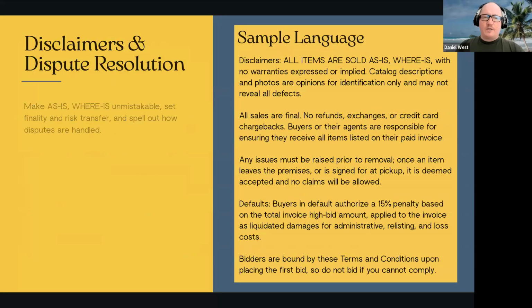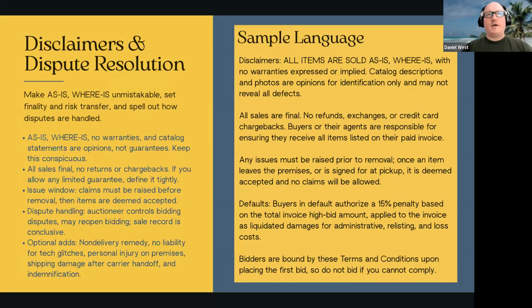All right. So disclaimers and dispute resolution. This is probably the most popular part of the terms and conditions because the language is almost always the same. What you will see traditionally is this very first line over here that you see in the sample language. Pretty much every auctioneer has this. All items are sold as is, where is, with no warranties expressed or implied. And they usually stop there. And that's okay. It's fine. But you might want to think about additional disclaimers and dispute resolution.